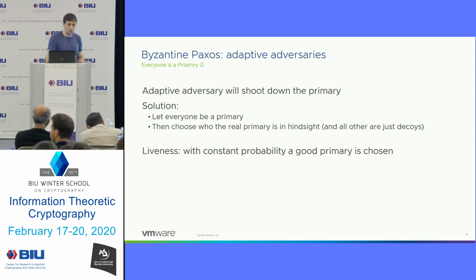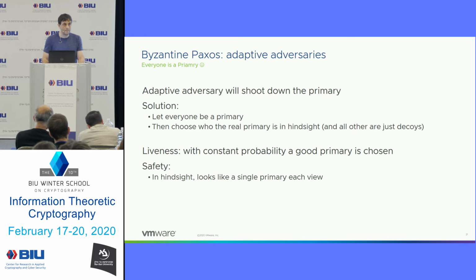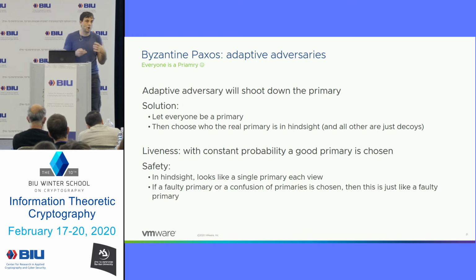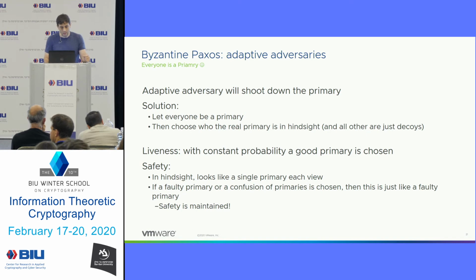And so why is this good? It's good because with constant probability, there's a good primary that's being chosen. And even if a faulty primary is chosen, or if different people believe that different primaries are chosen, then we should be fine because we're already fine with any malicious behavior. In particular, even if I think that one Benny is the primary and somebody else thinks that another Benny is the primary, this is still as if it's a malicious primary that has a split brain of two different Bennies. So this is a high-level intuition of why safety is maintained.